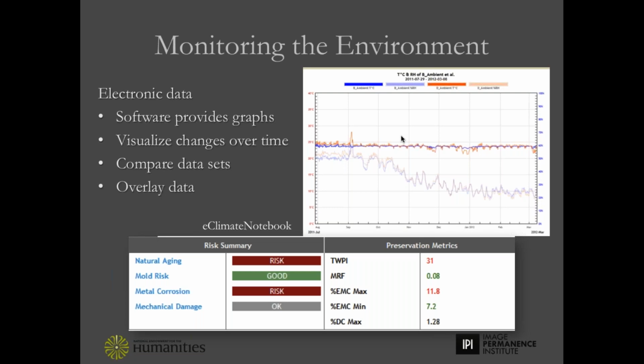So this is IPI software. eClimate Notebook also has the preservation metrics, which takes a lot of the guesswork out of interpreting data. It'll tell you when you're at risk for that deterioration. And so again, in this program, we have the time-weighted preservation index, which gives you that idea of rate of chemical decay over long periods of time. This is really helpful. And I know I've been to lectures that have been hosted by other organizations and institutions where the speakers have gotten up and talked about their TWPI.